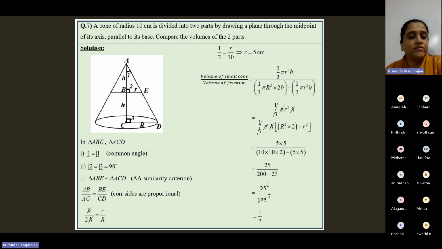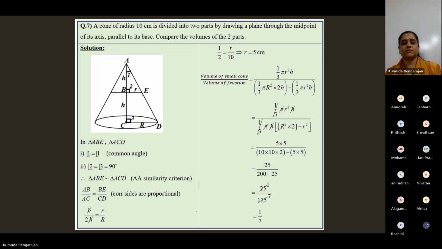So here we have used the concept of similar triangles to find the radius of the small cone. The radius of the whole cone is 10 centimeters. We don't know the radius of the small cone. How did we find that? Using this proportion. But how did we get that proportion? Because we showed the two triangles similar. And how did we show that they are similar? Using the AA similarity criterion.